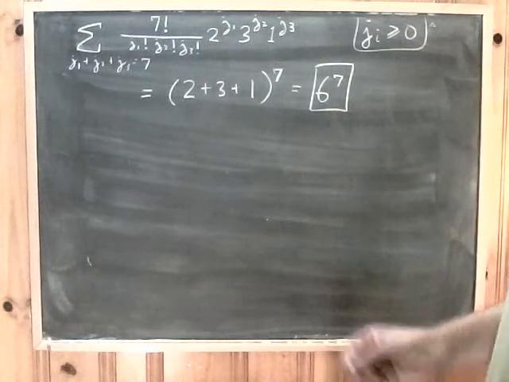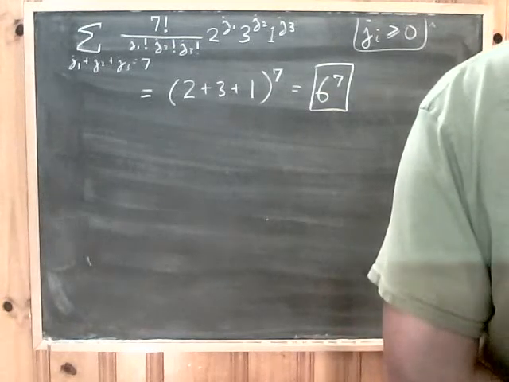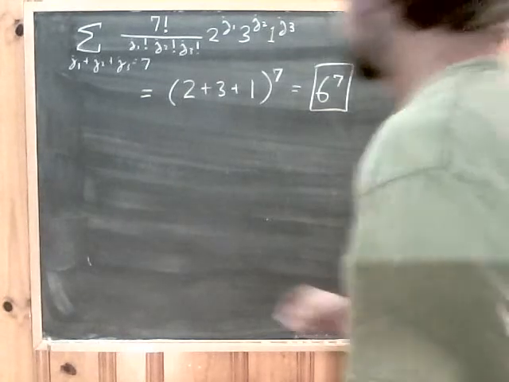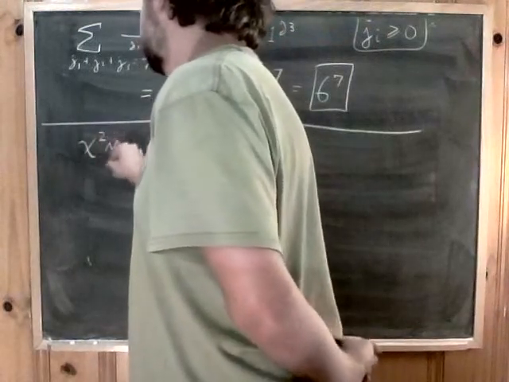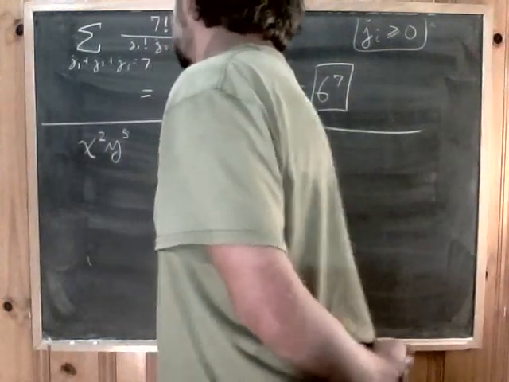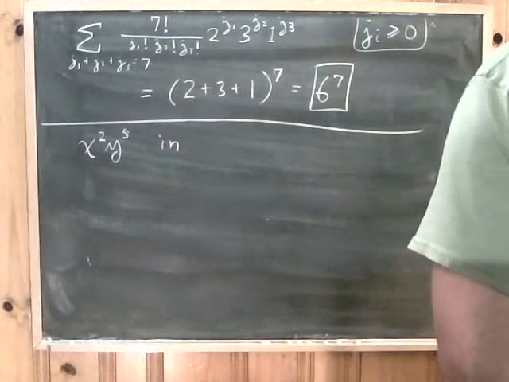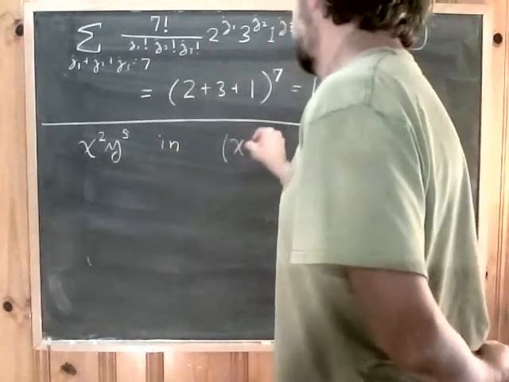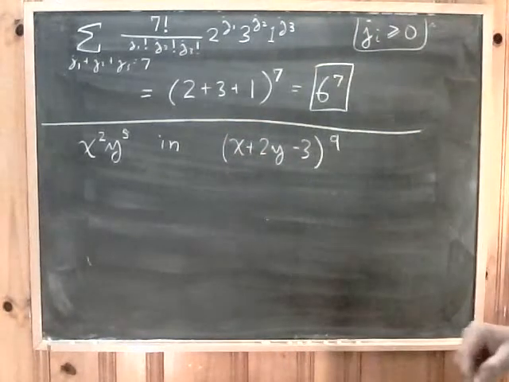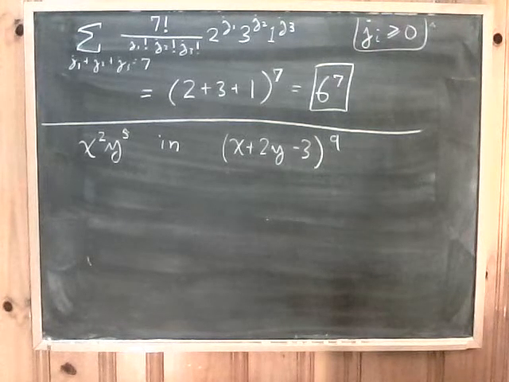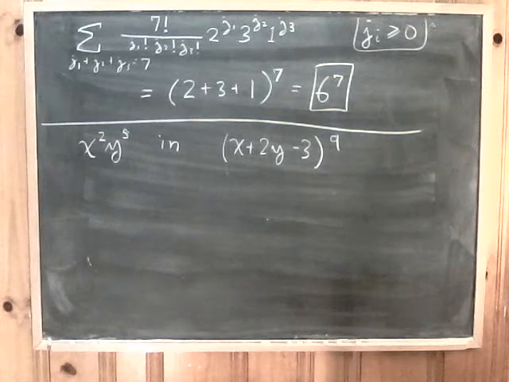The next one is similar. It says, find the coefficient of x squared y to the 5 in x plus 2y minus 3 to the 9. So, they're saying that that's the multinomial now, x plus 2y minus 3, all to the 9th power. And they want us to figure out what the coefficient of x squared y to the 5 would be.